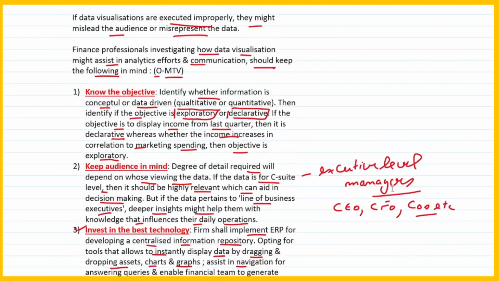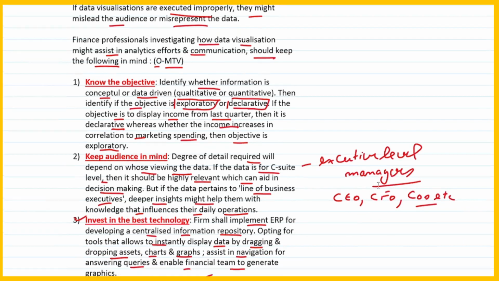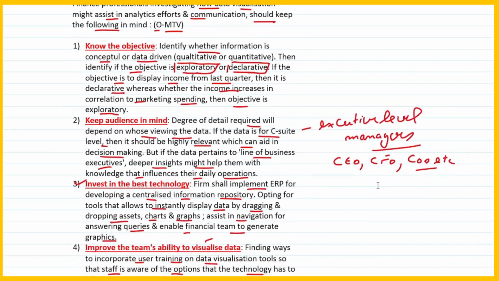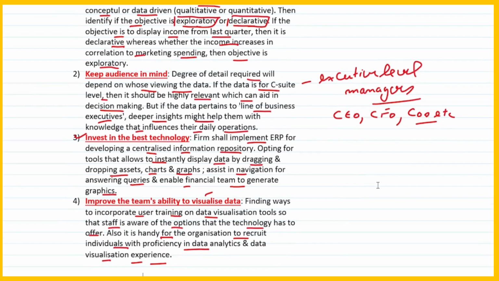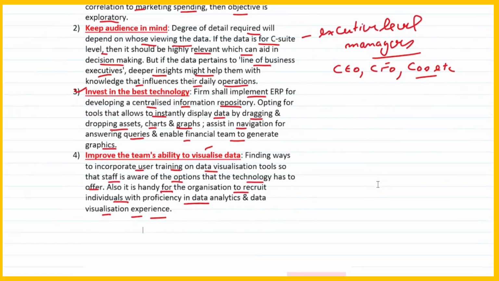What is this all about? This basically tells you what all finance professionals should have in order to give a good experience of data visualization. Now how do you remember this? You remember this with the abbreviation OMTV. O stands for the objective. In the objective point, we spoke about exploratory and declarative. Second one, we talk about the audience in mind. This talks about whether it has to be for the C-suite executive, C-suite level, or for the line of business executives. Then we talk about T, which talks about technology, that is, invest in the best technology.